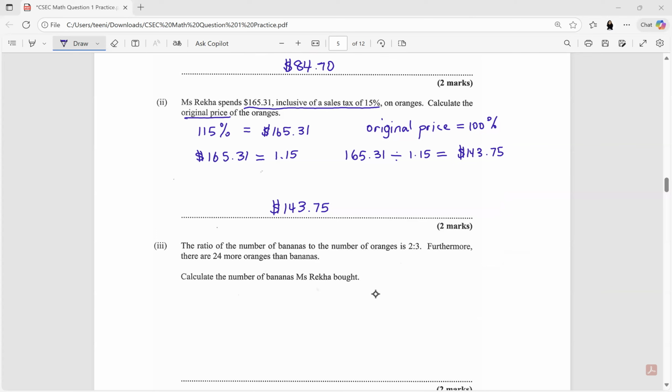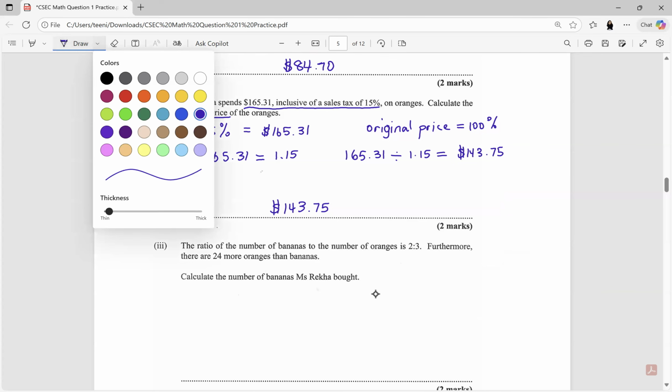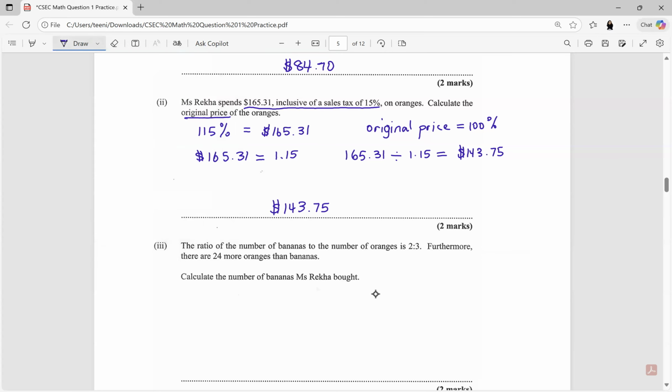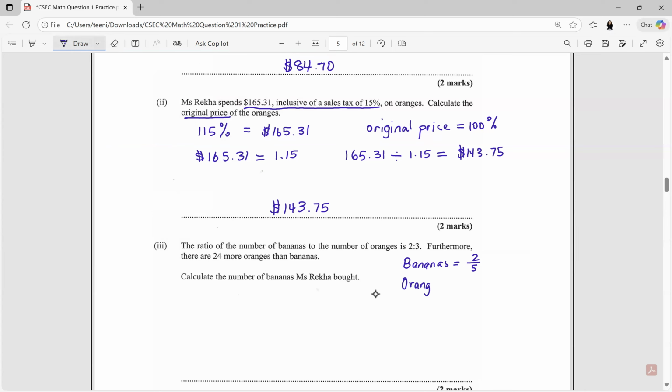So let's see. If the ratio is 2 to 3, right, guys? What's the total share there? 5. Yes. All right. So that means, in other words, 2/5 is the bananas. And then what fraction is oranges? 3/5, right? And then what's the difference between the oranges and bananas then? If the bananas is 2/5 and the oranges is 3/5, what's the difference?